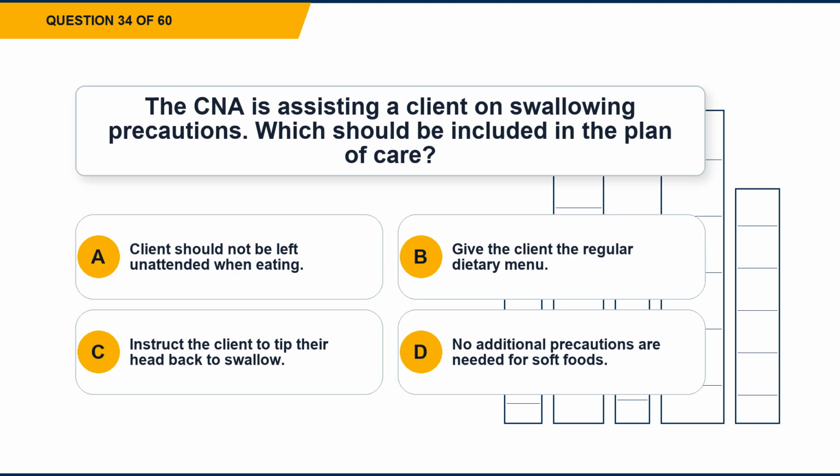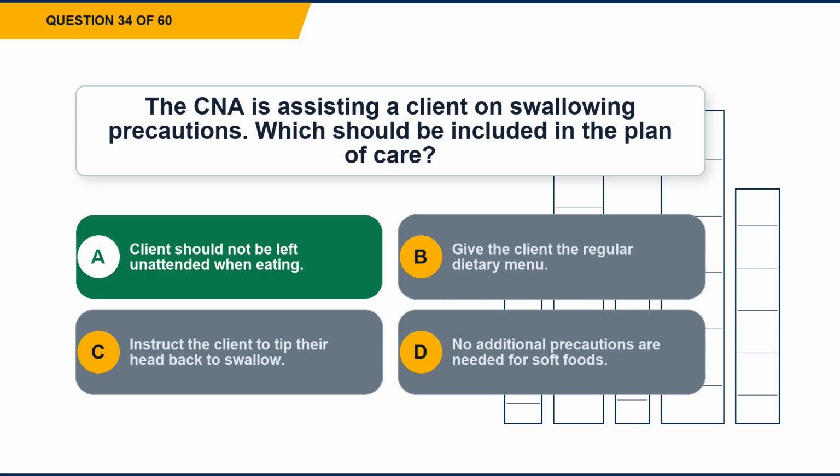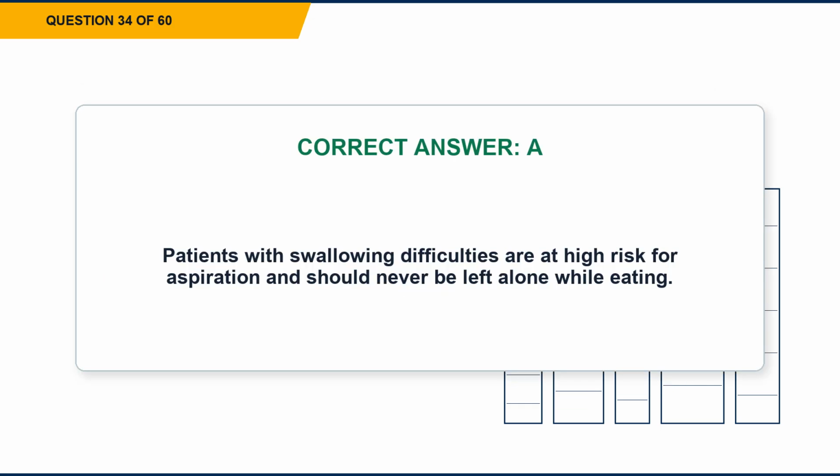Question 34. The CNA is assisting a client on swallowing precautions. Which should be included in the plan of care? Option A, client should not be left unattended when eating. Option B, give the client the regular dietary menu. Option C, instruct the client to tip their head back to swallow. Option D, no additional precautions are needed for soft foods. The correct answer is option A, client should not be left unattended when eating. Explanation: patients with swallowing difficulties are at high risk for aspiration and should never be left alone while eating.